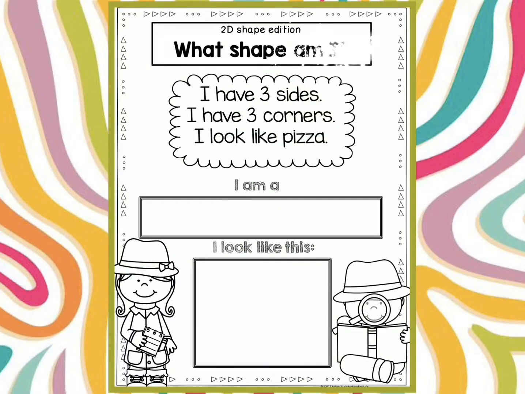What shape am I? I have 3 sides. I have 3 corners or vertices. I look like pizza. Who am I? Wonderful! Exactly, I am a triangle. And I look like this.